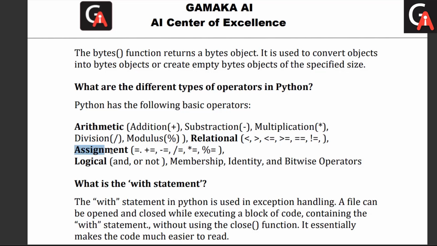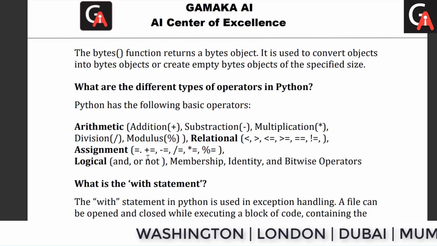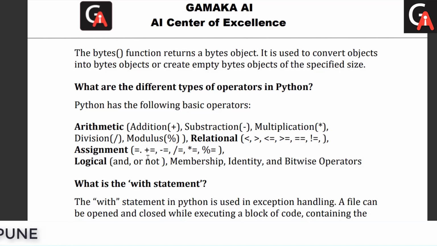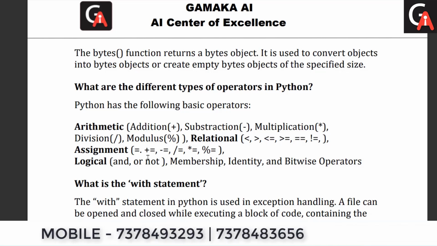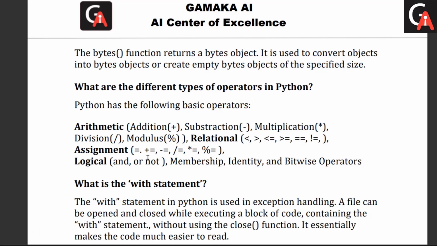Then we have assignment operators, or we can say compound operators: plus equals, minus equals, division equals, modulo equals. These are the assignment operators. Then we have logical operators: and, or, and not. Then we have membership operators: in and not in. Identity operators are there, which are nothing but is and is not. So in and not in are the membership operators, and is and is not are the two identity operators.